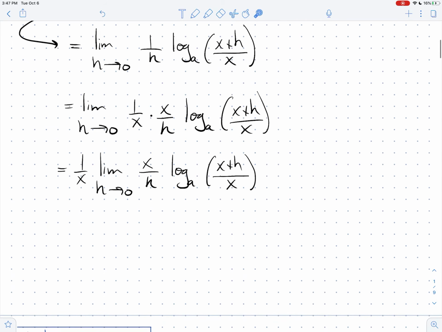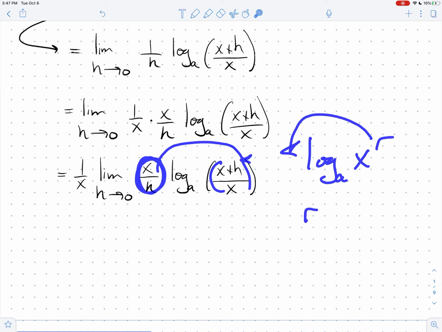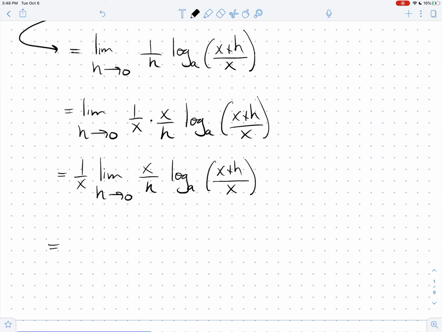Okay, the next thing that I want to do is realize that I can pull this thing inside the logarithm as an exponent. We usually think of it as log base a of x to the r. We can pull the r outside and write it as r log base a of x. I want to go the other way. I want to pull the r in and go backwards. And so I'm going to write the next line like this.